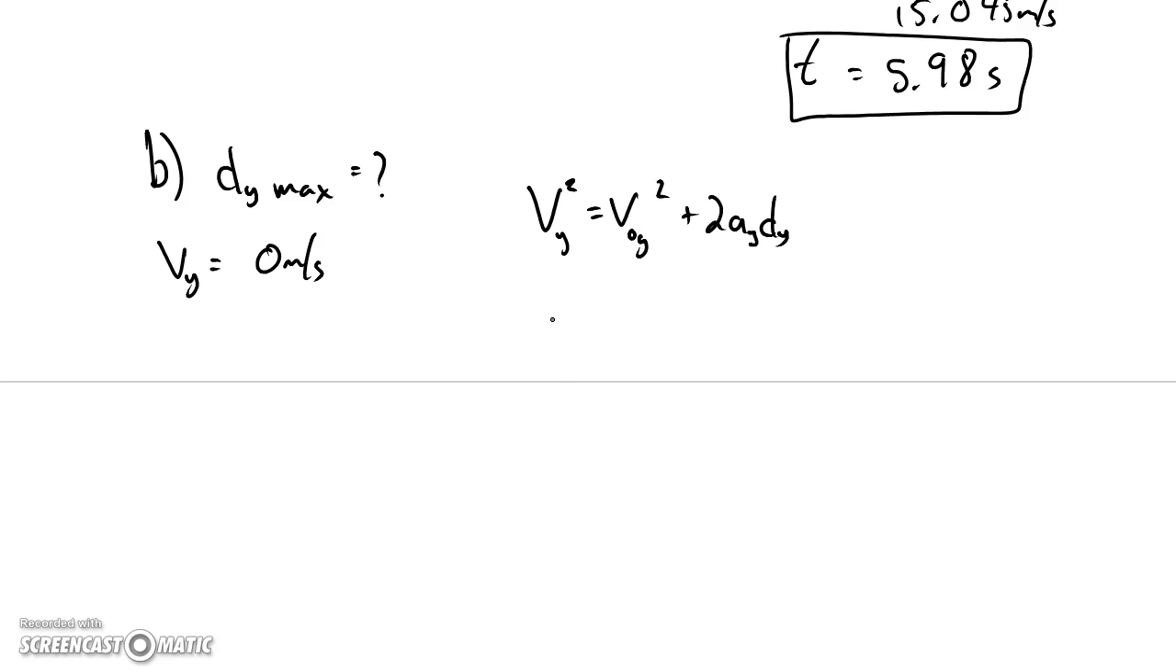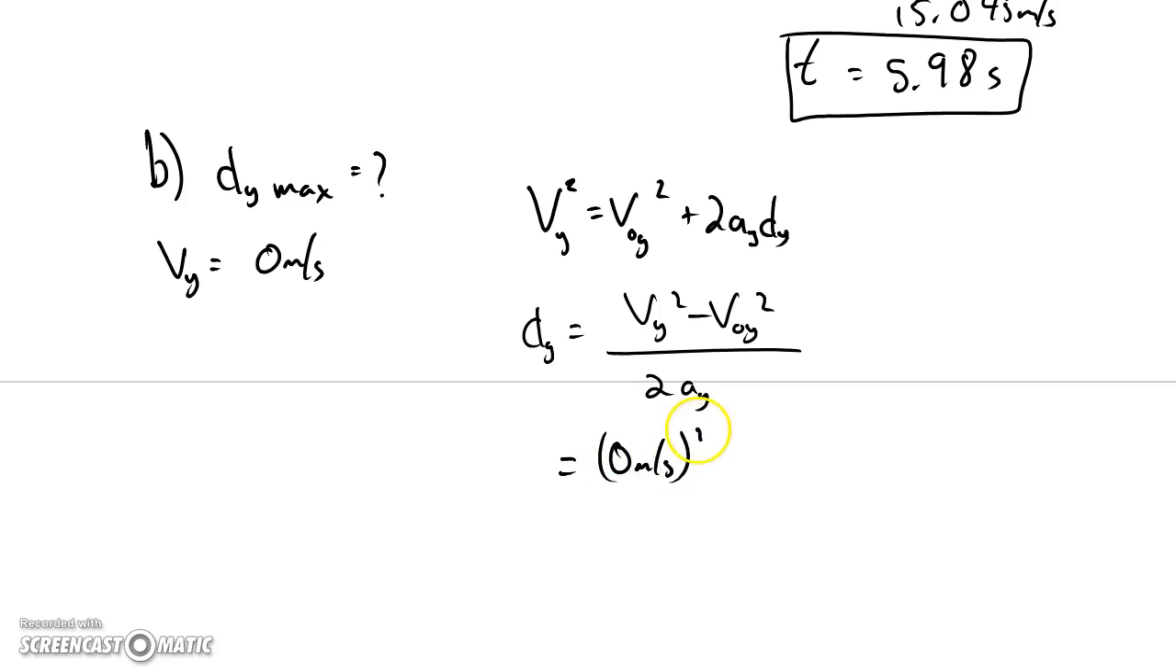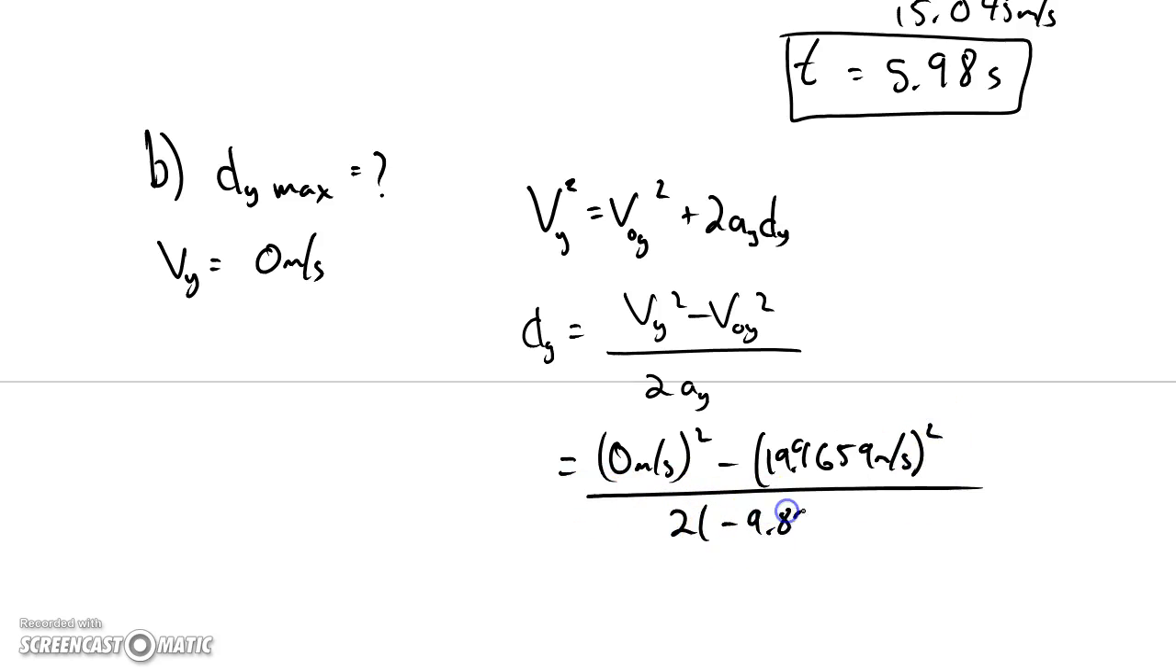So we end up using our vy squared equation. We're looking for dy, so dy equals vy squared minus v naught y squared over 2ay. Okay, plug everything in. So this is 0 meters per second, squared, minus 19.9659 meters per second, squared, all over 2 times negative 9.80 meters per second squared, and that will give you 20.34 meters to 3 sig figs for dy.